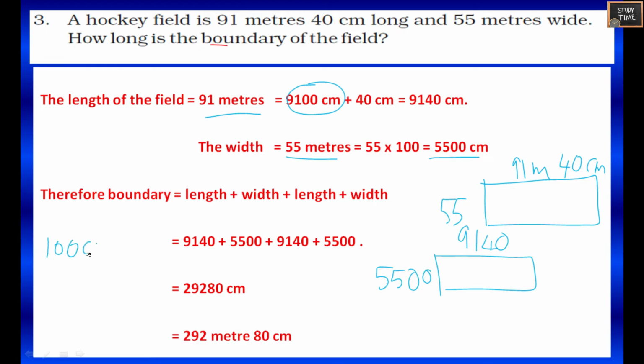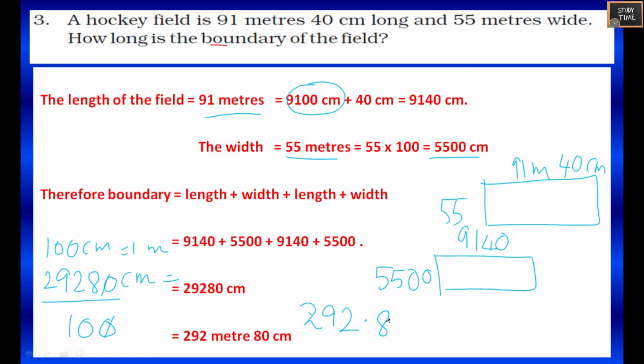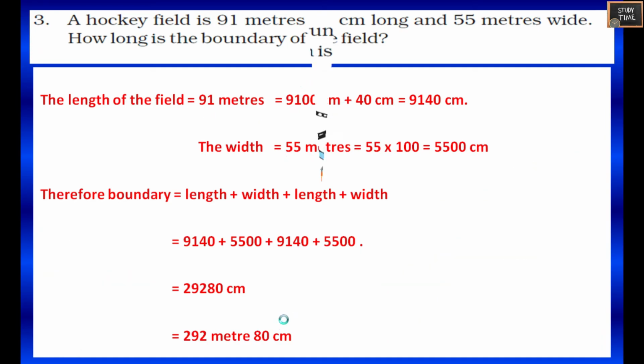You all know that 100 centimeter is equal to 1 meter. So 29,280 centimeter is equal to this divided by 100. When the zeros get cancelled, you'll be getting 292.8 meter. So this can be written as 292 meter and 80 centimeter.